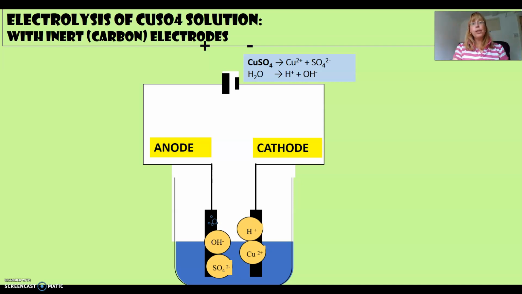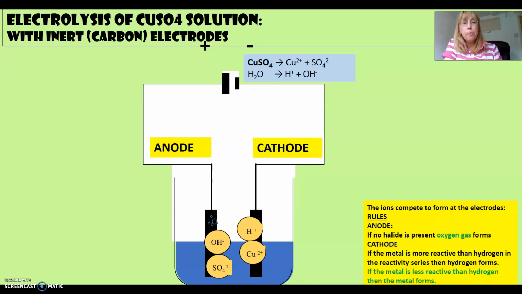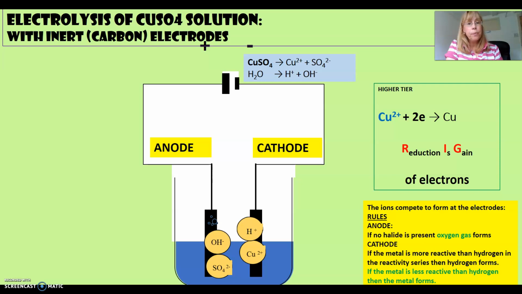Now, where we have two different ions forming at the electrodes, we've got to go back to our rules. And the rule says at the anode, if no halide is present, oxygen gas forms. Now, if we look at those ions, none of them are from the group 7 elements, so oxygen is going to form at the anode. And at the cathode, it says if the metal is less reactive than hydrogen, then the metal forms. And copper, we know, is less reactive than hydrogen in the reactivity series. So, at the cathode, you're going to get this reaction. Copper is going to pick up 2 electrons to form copper atoms.